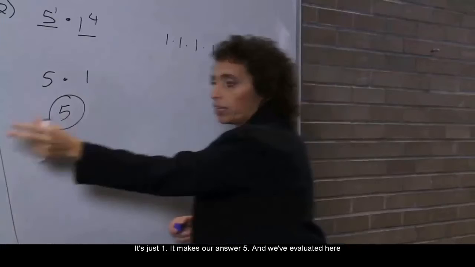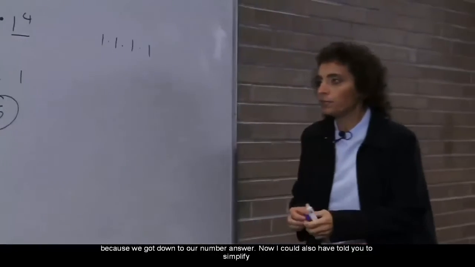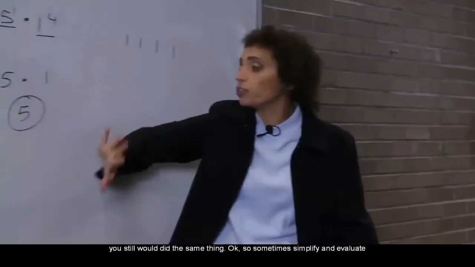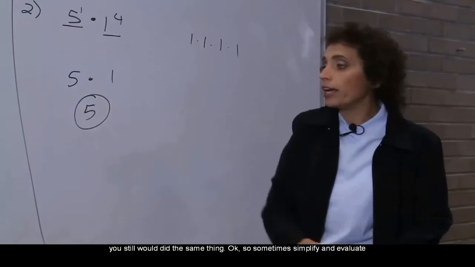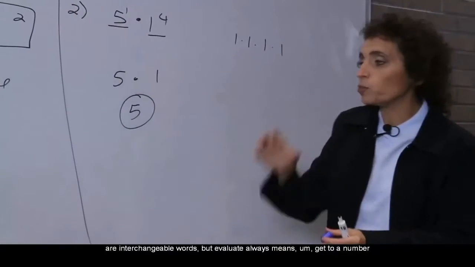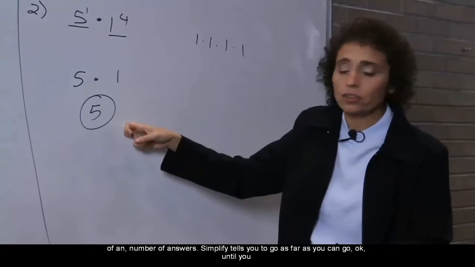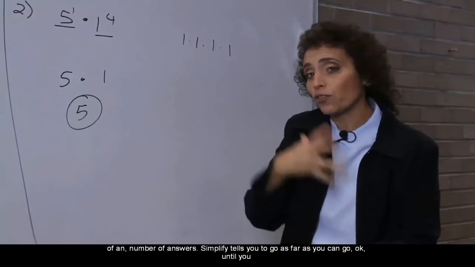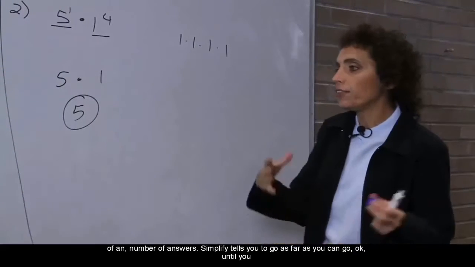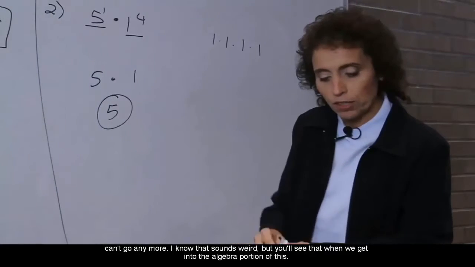And we've evaluated here because we got down to our number answer. Okay? Now, I could also have told you to simplify. You still would have done the same thing. So sometimes simplify and evaluate are interchangeable words, but evaluate always means get to a number answer. Simplify tells you to go as far as you can go, until you can't go anymore. I know that sounds weird, but you'll see that when we get into the algebra portion of this.